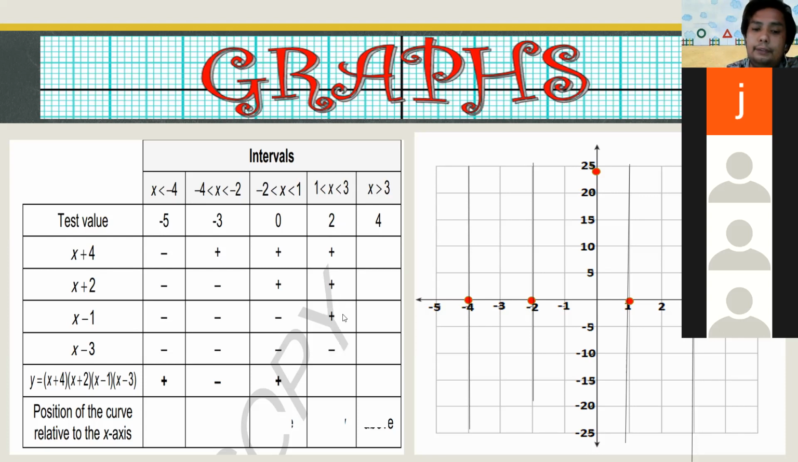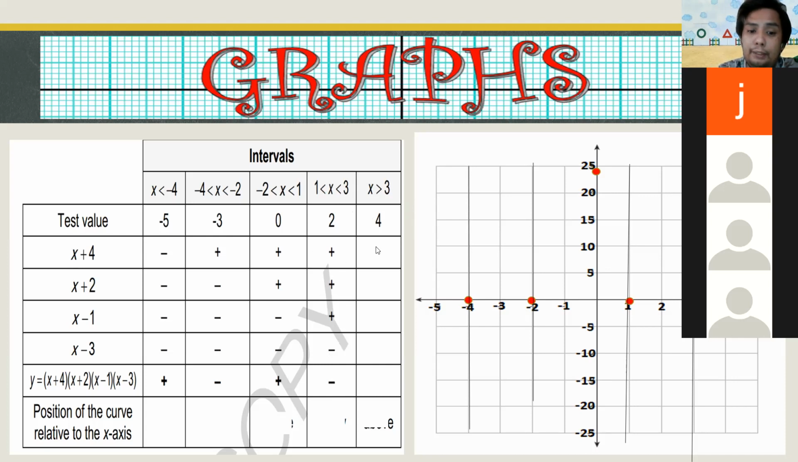Positive times positive, positive. Times negative, negative, sir. And the last one: our endpoint is negative 3 going toward the end. So what numbers are in that part? 4, 5, 6, 7, 8, and so on without end. Let's use the smallest, which is positive 4.